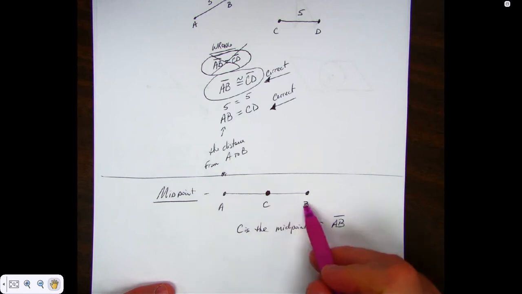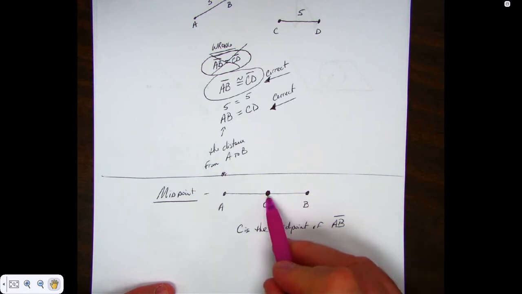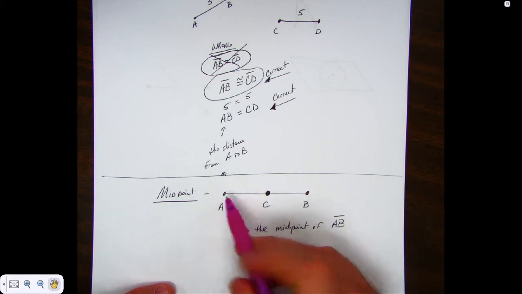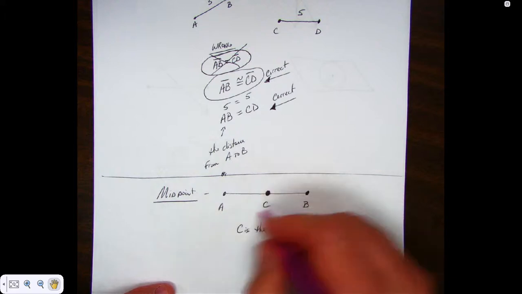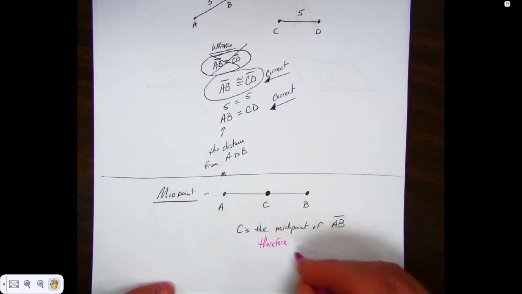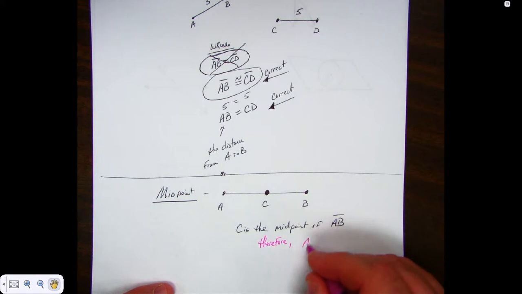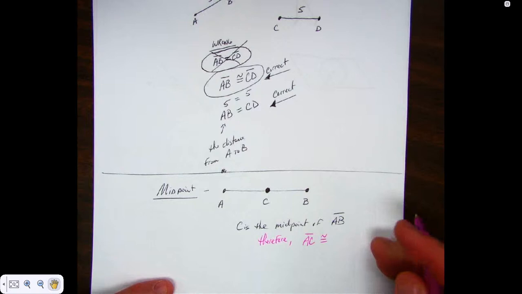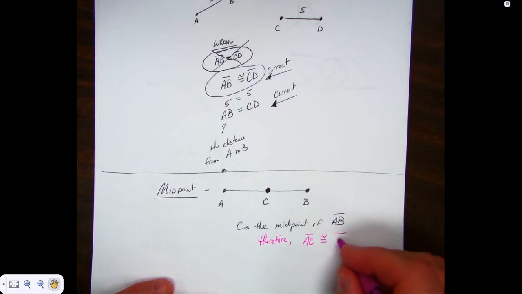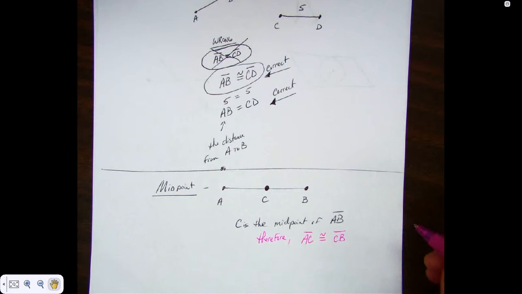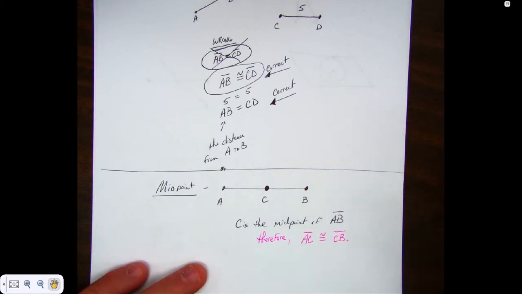How far is C from B? We don't really know, but what do we know? That it's the same distance from C to A as it is from C to B. So what can I say about these two segments? They're the same. What word did we just learn about? I can say that segment AC is congruent to segment CB, or BC. Does that make sense? That's what basically tells you about being the midpoint.